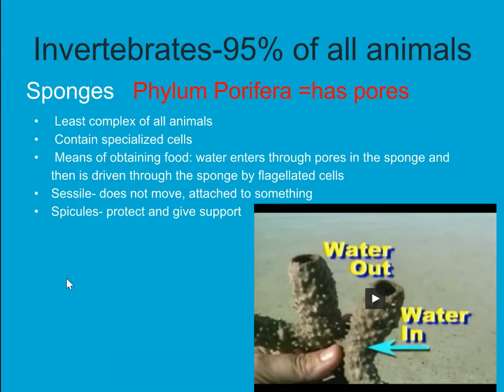So let's start with the invertebrates, which make up 95% of all animals. We're going to start with a phylum called Porifera. They are the sponges, and the word porifera means it has pores. These are the least complex of all animals. They contain specialized cells. Their means of attaining food is through the water in their pores, and then it's driven through the sponge by flagellated cells. They are sessile. They don't move. They attach to something, and they have spicules for protection and support.